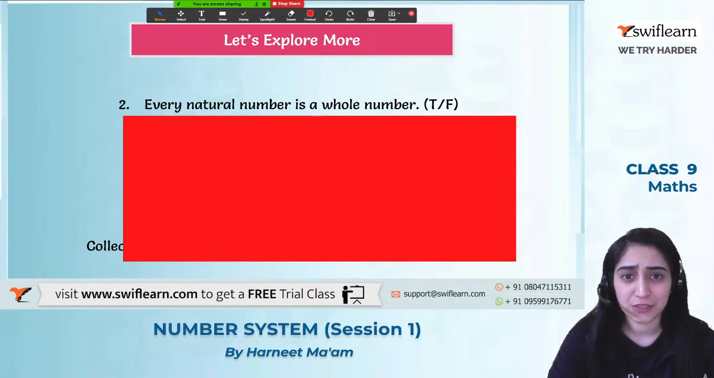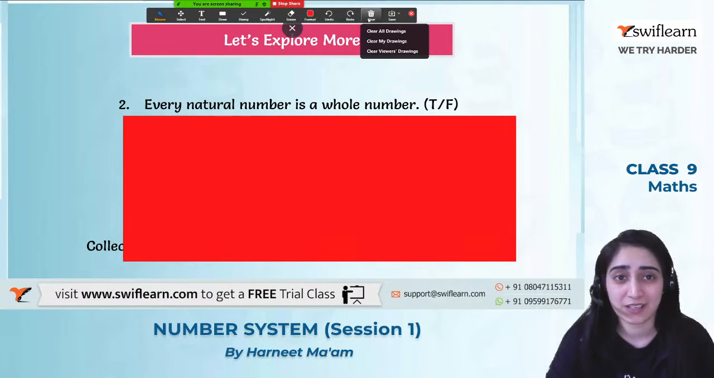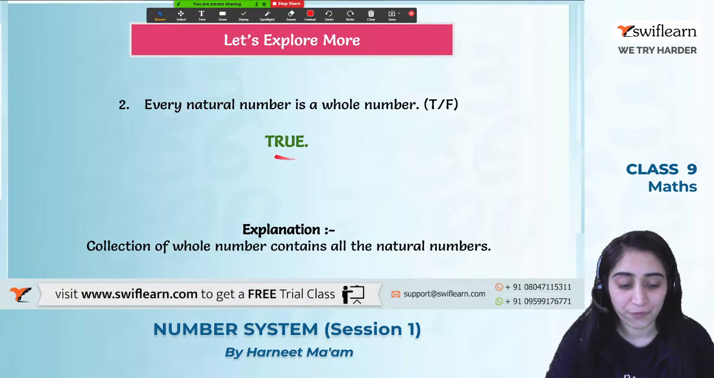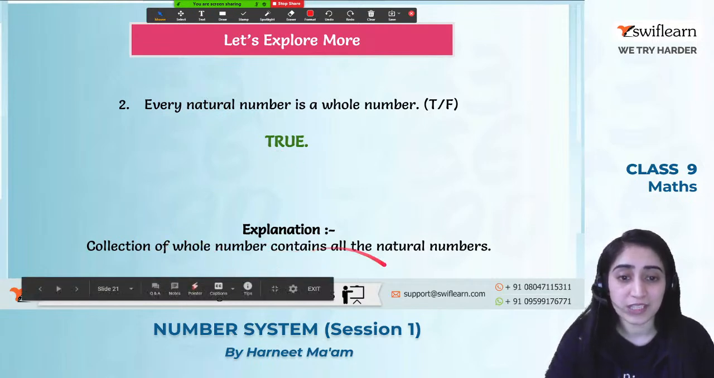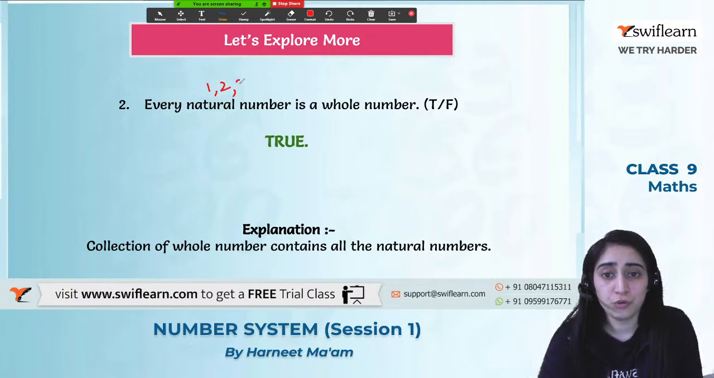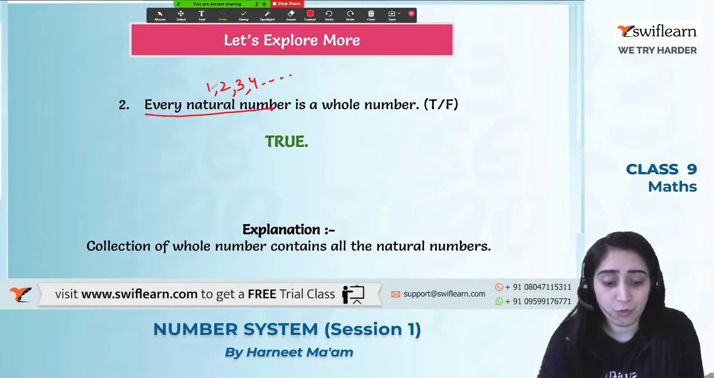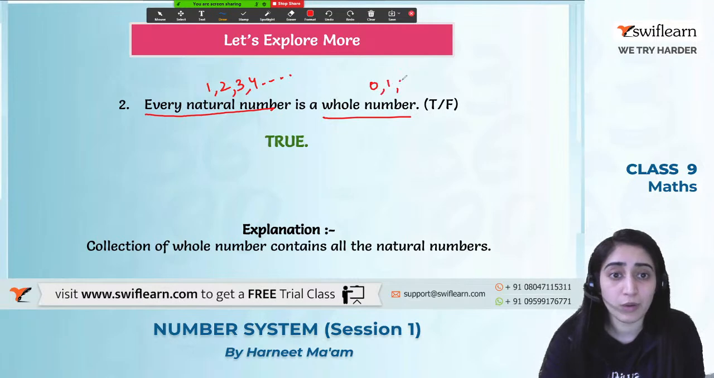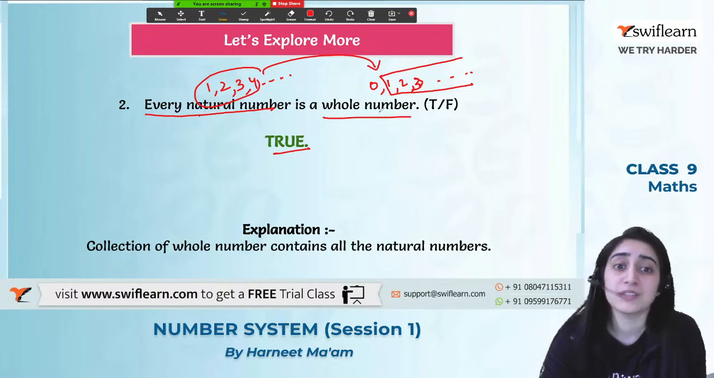Think about it. Natural numbers start from 1, 2, 3, 4. Do these all come in the whole numbers? Yes or no? Yes. That is why the answer is true for this question. The collection of whole numbers contains all the natural numbers. The natural numbers we take are 1, 2, 3, 4, and so on. We don't take 0. But every natural number starts from 1, 2 and 3. That comes in the whole numbers because whole numbers are 0, 1, 2 and 3. So if I take these and check whether they are here or not, they are here. So that's why we can say it's true that every natural number is a whole number.